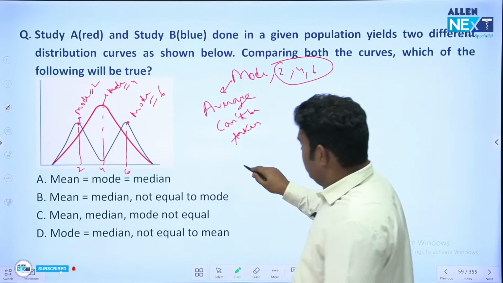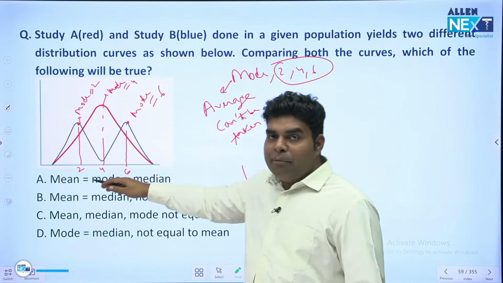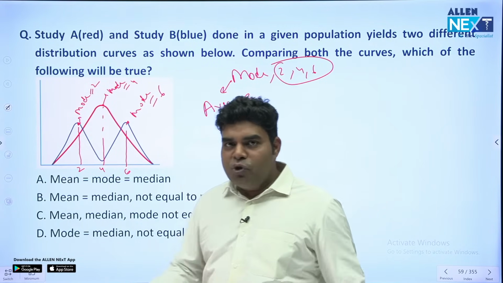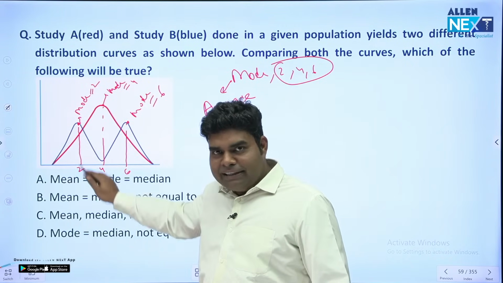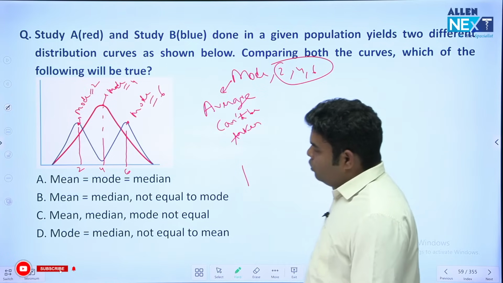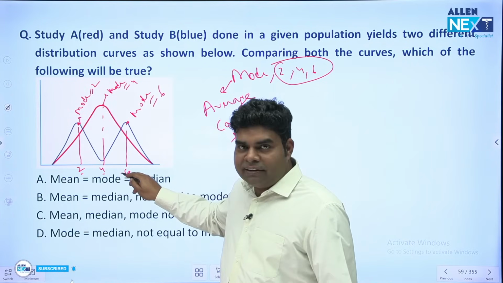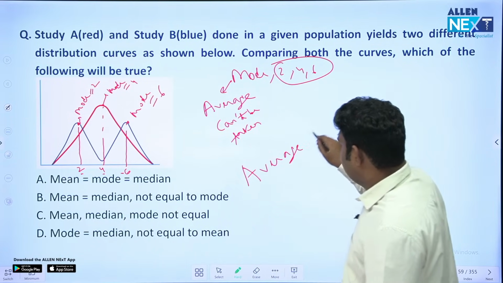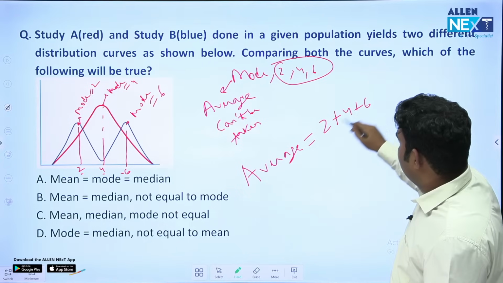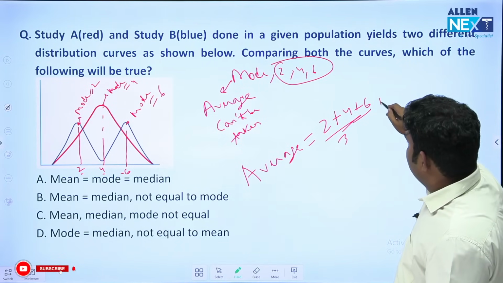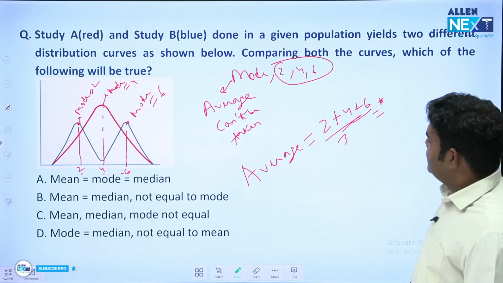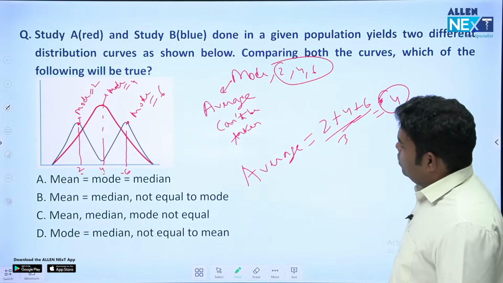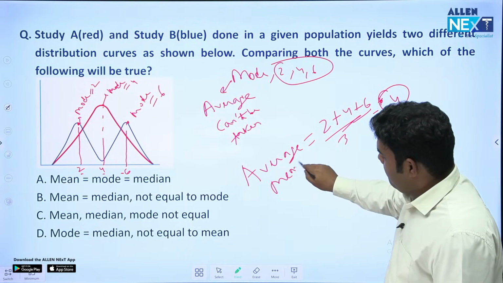Okay, now if you look at the mean and median, all these three are normal curves, and in a normal curve you all know mean, median, mode are all at the center. So if you look at the means, 2, 4, 6 are the three means, and if you take the average of 2, 4, 6, it will be 12 divided by 3, which is 4. So average mean is 4.